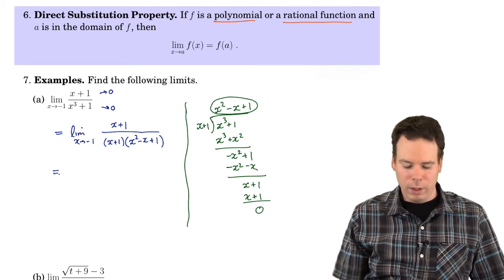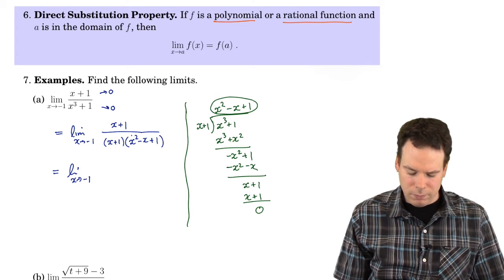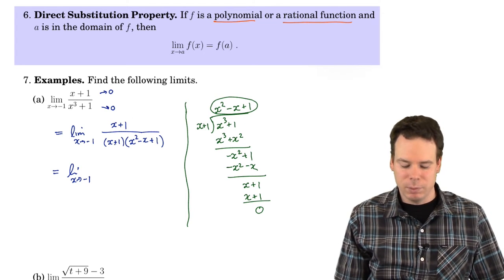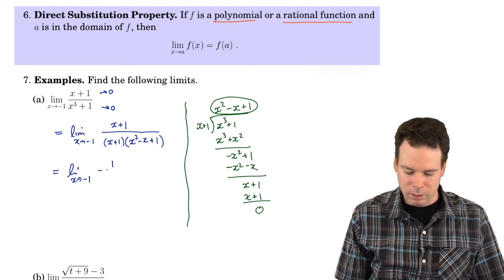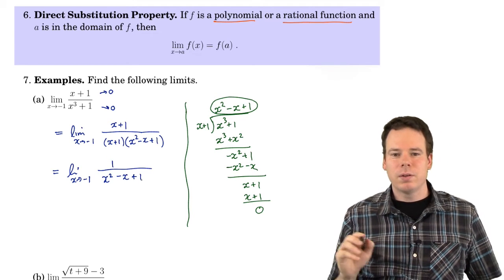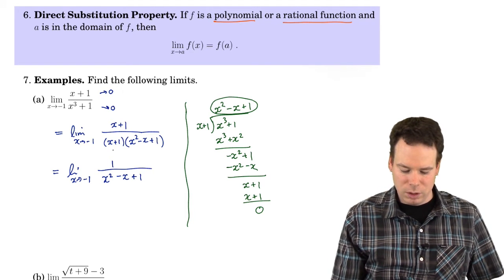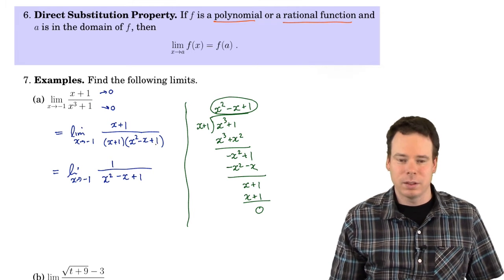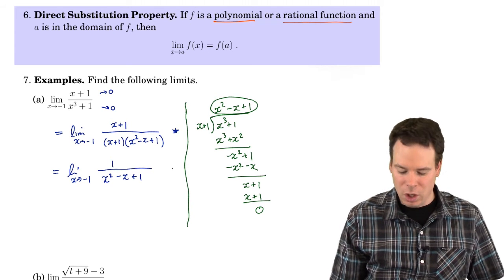Now what can I do? Well, this is the limit as x goes to negative 1 of, it looks like I can cancel off the x plus 1s. They're both a factor of the top and a factor of the bottom. So this becomes 1 over x squared minus x plus 1. Now there is a subtle point that we need to keep in mind here. This function, the x plus 1 over x plus 1 times x squared minus x plus 1, this function here is not the same as this function here everywhere.